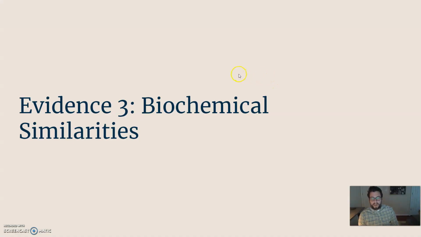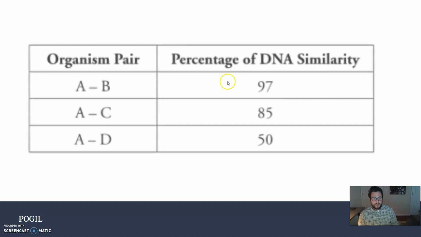And the last major kind of evidence is biochemical. So looking at things like DNA. So if you share 97% similarity with one organism and 50% similarity with a different organism, then you're probably more related to the one that you share 97% with. If you're more related to your brother, then you probably share more DNA with him than you do with your friend.